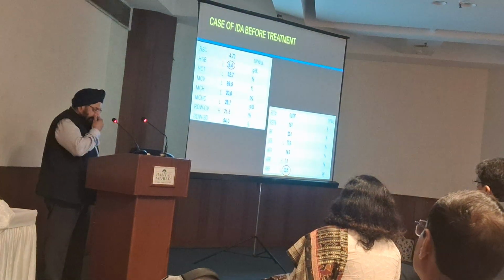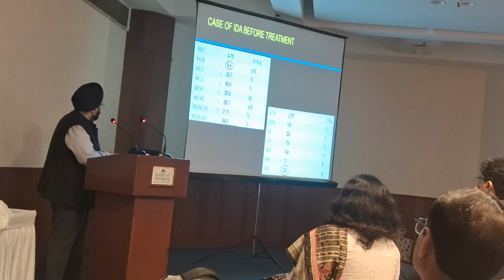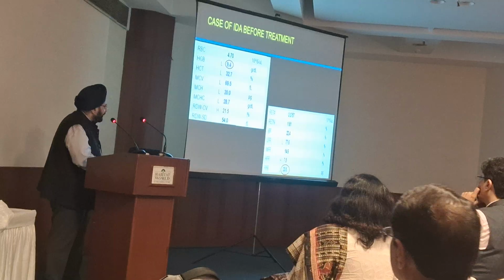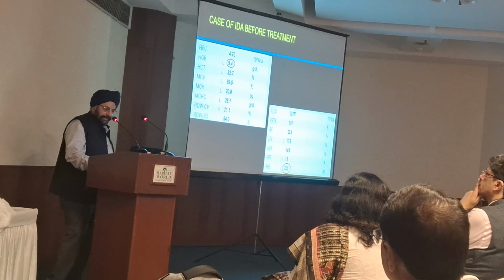So this is a case of iron deficiency anemia before treatment. You can see hemoglobin was 9.4, MCV 69.5, RDW 21.5, classical IDA. Red hemoglobin was 23.5, our normal range began from 27. Everything is pointing towards IDA.